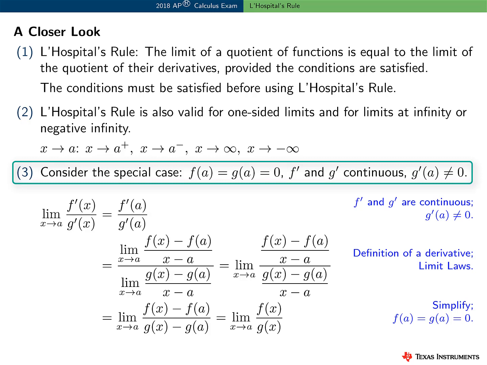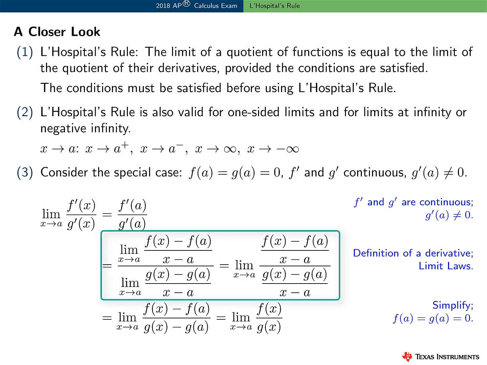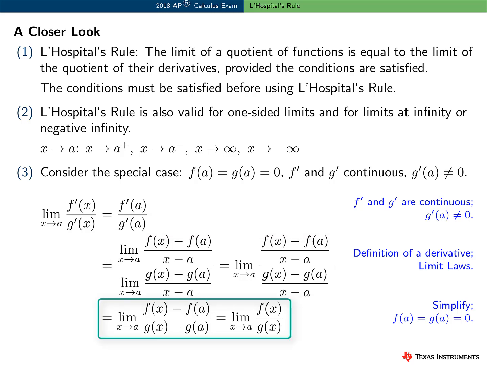Suppose f of a equals g of a equals 0, f prime and g prime are continuous, and g prime of a is not equal to 0. We can show analytically why L'Hopital's rule is true here, and also illustrate this special case graphically. Because f prime and g prime are continuous, we can evaluate this limit. Then use the alternate definition of the derivative and a limit law. A little cancellation, and this proves L'Hopital's rule for this special case.